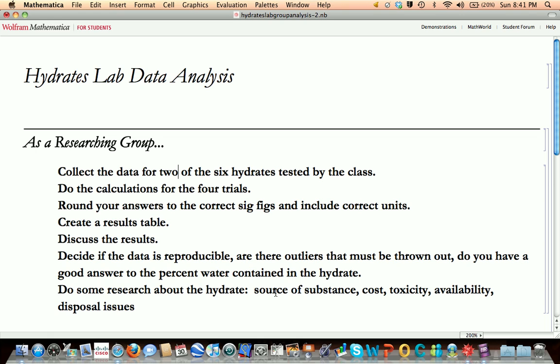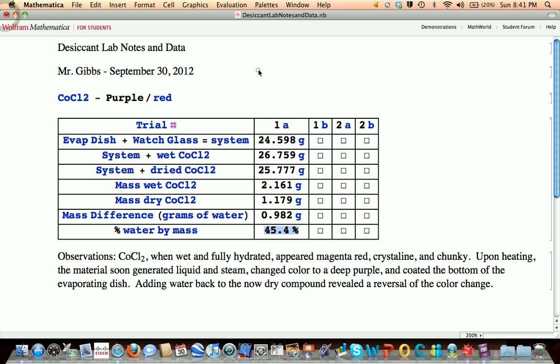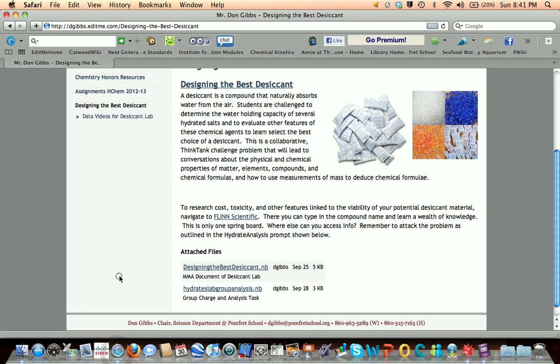But down here, we might also want to do some research on cost and toxicity and availability and all that good sort of stuff. And that's what I want to focus on right now. So let's get out of that, and let's go back to our page here.